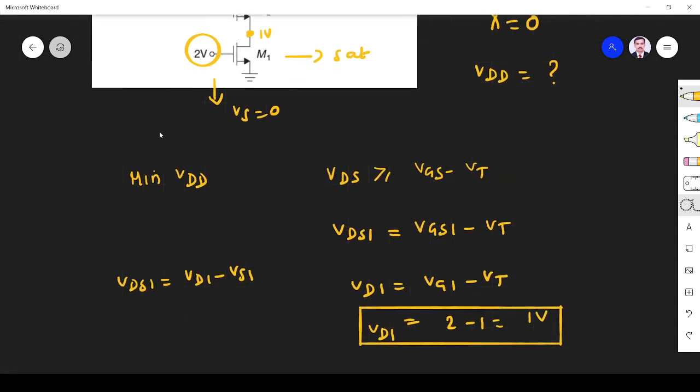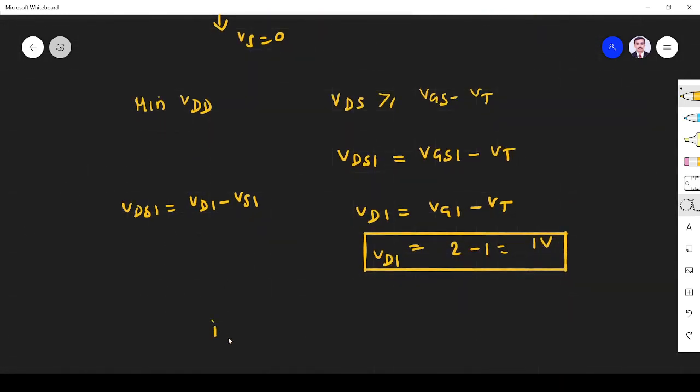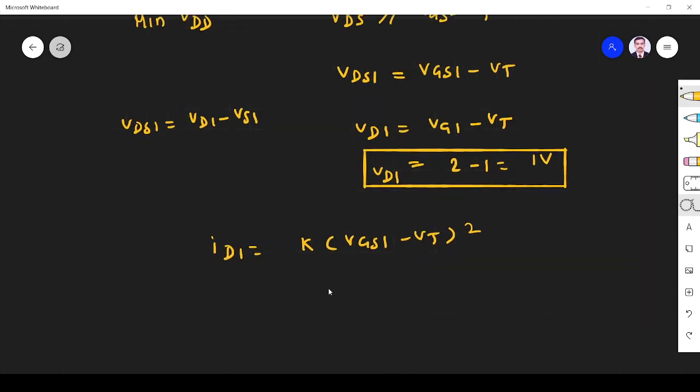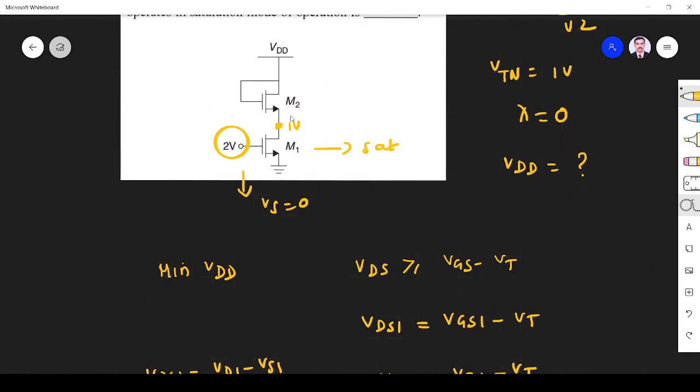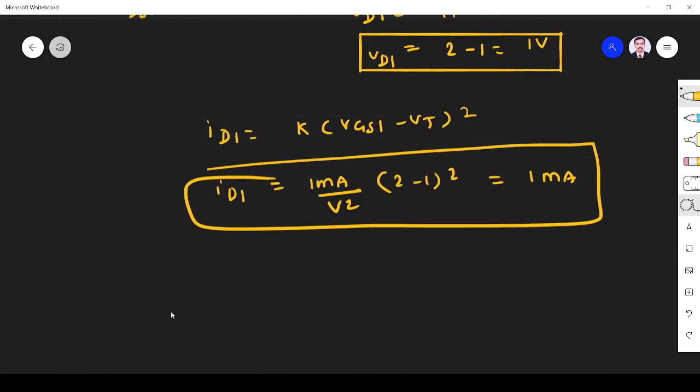Now we find what is the drain current, because M1 is in saturation. ID1 is equal to K into (VGS1 minus VT) square. K is 1 milliampere per volt square, VGS1 is 2, minus 1 square, so it is 1 milliampere. ID1 is equal to 1 milliampere. Since both are MOS in series, ID1 is equal to ID2, because the drain current will be the same. So now we will find what is ID2.